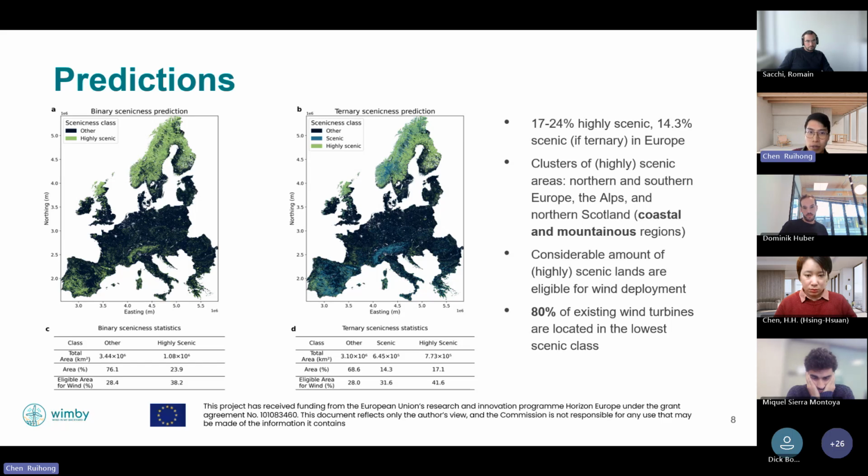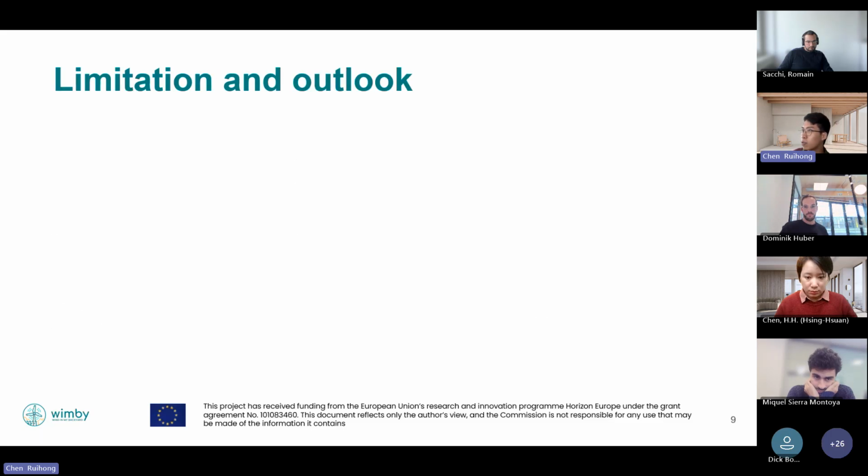And as for validation of our prediction, we use the existing wind turbine data set that we have in the WIMBY project, and we found that around 80% of the existing wind turbines are actually located in these black areas, which is the other scenic ratings. Yes, so these are the results.